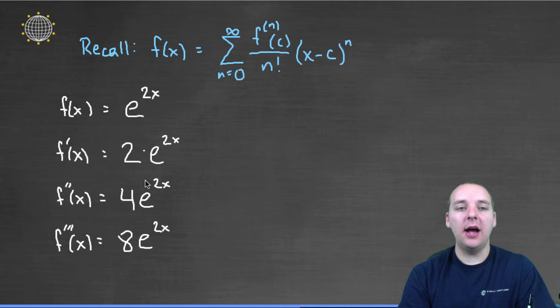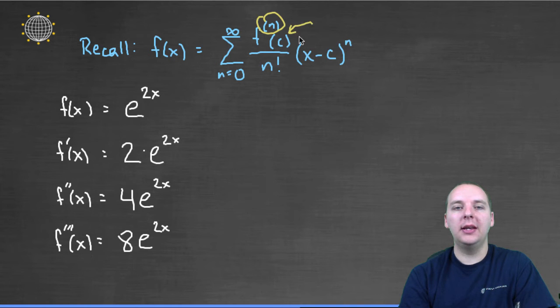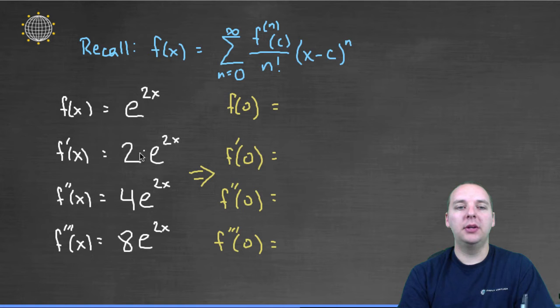Now, that's not the actual term that I want, because I don't just want all these derivatives. I actually want them evaluated at the center, so in our case, 0. So we also need to plug 0 into all these things. e to the 0 is 1. 2 times e to the 0 is 2. 4 times e to the 0 is 4. And 8 times e to the 0 is 8. So we get these values 1, 2, 4, and 8.